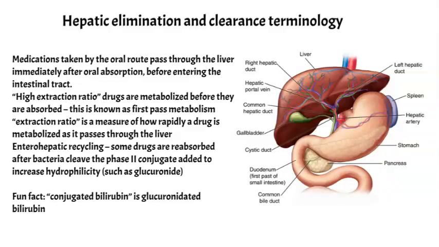Some drugs are eliminated through addition of a highly water-soluble conjugate such as a glucuronide conjugate. This increased hydrophilicity allows the conjugated drug to be trapped in the urine or in the lumen of the gut. In the lumen of the gut, the microbiota often cleave the conjugate, chewing it up as food, allowing for reabsorption of the drug in a process known as enterohepatic recycling. Fun fact, conjugated bilirubin is glucuronidated bilirubin.